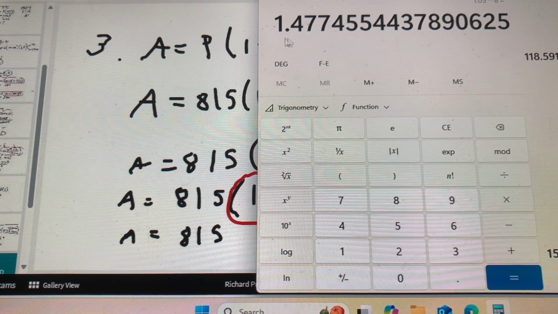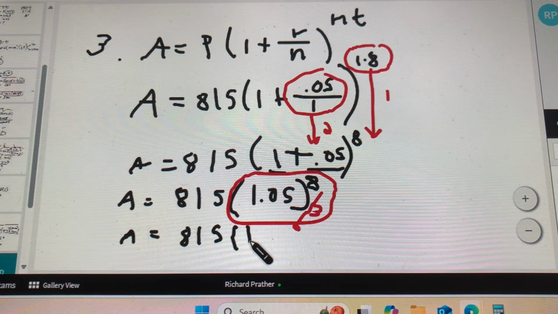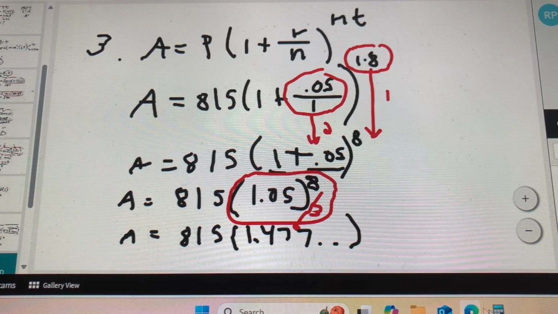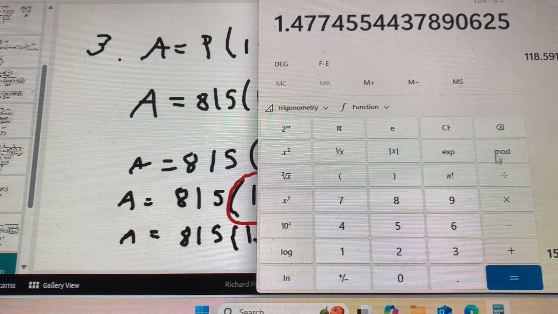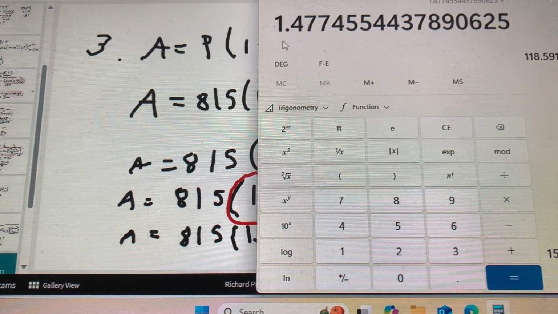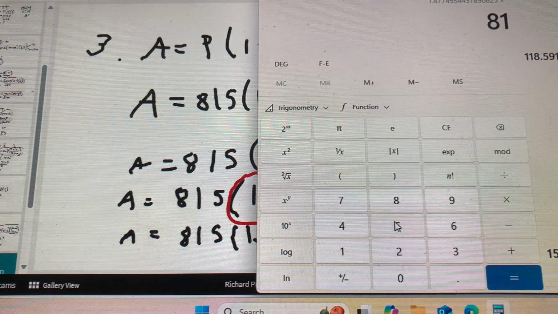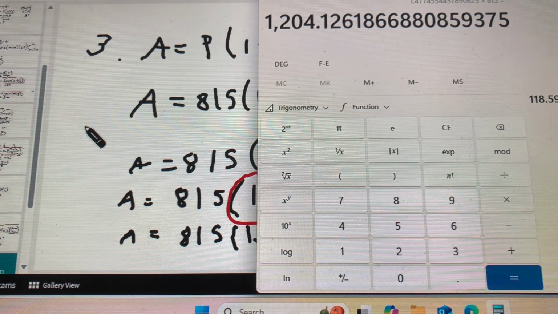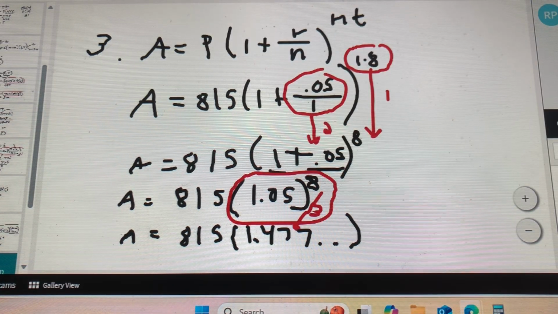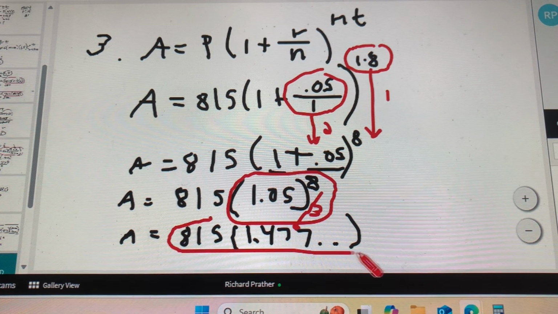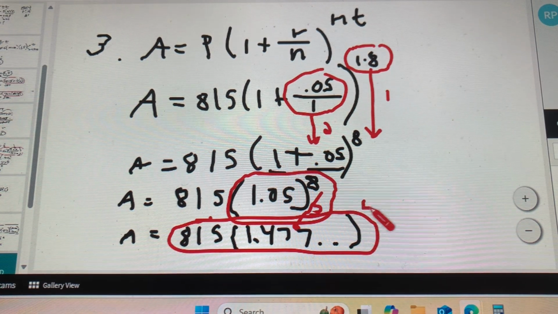Now, another issue is you don't want to round this decimal. It's okay on your scratch paper if you're just rounding it for yourself so you see your work. I'm just going to write 1.477 dot dot dot, but I'm not going to round it here. The last step is to multiply and just hit times while this is still on the screen, so you get the whole decimal times the dollar amount in front, 815. That's always the last step. So this is step 4, to multiply, but don't round the decimal.